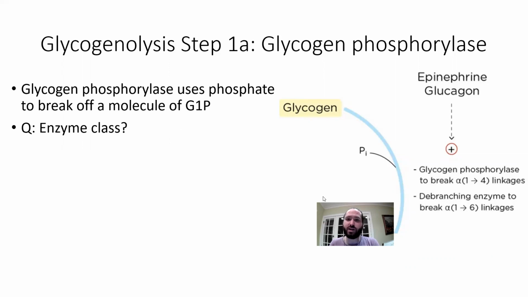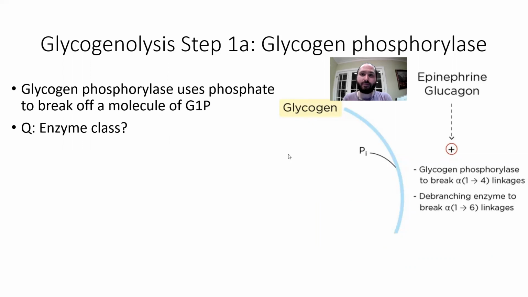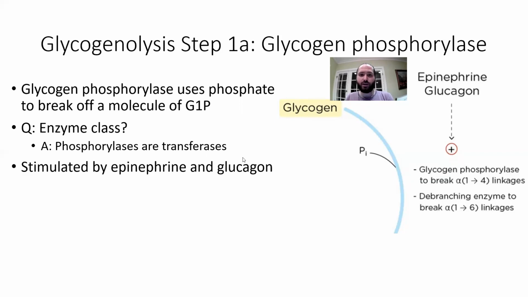And what type of enzyme would glycogen phosphorylase be? Phosphorylases are? Not a lyase, though it's a good guess because it is breaking something down. It's actually going to be transferases. So phosphorylases are transferases. And as we can see here, it's stimulated by epinephrine and glucagon. While epinephrine and glucagon disable the glycogen synthase, they stimulate the glycogen phosphorylase.